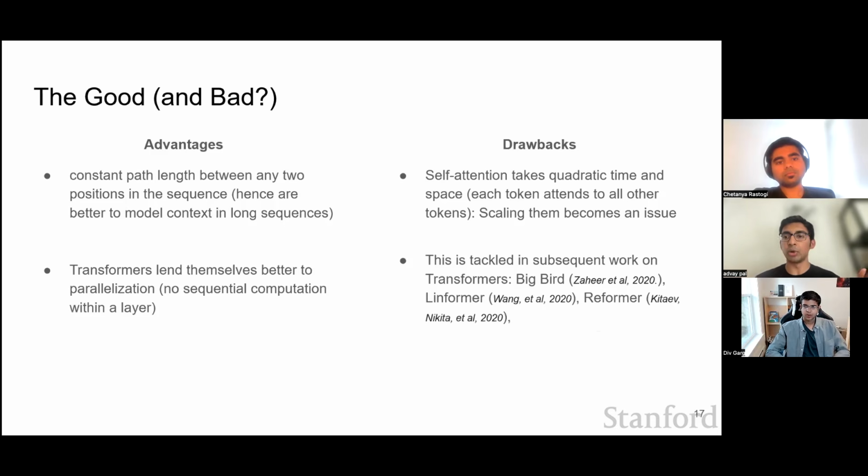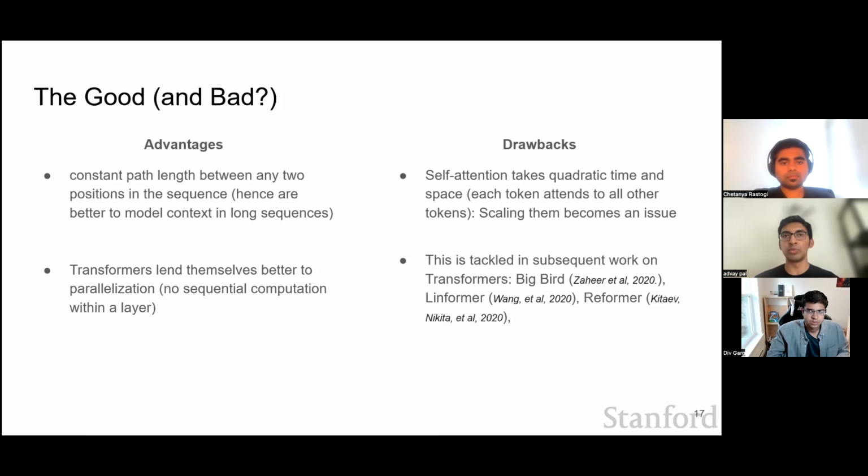So those are all the components that led to the creation of the model in the Vaswani et al. paper. And let's talk a little bit about the advantages and drawbacks of this model. The two main advantages, which are huge advantages and which are why transformers have done such a good job of revolutionizing many fields within deep learning, are as follows. The first is there is a constant path length between any two positions in a sequence, because every token in the sequence is looking at every other token. And this basically solves the problem that Div talked about earlier with long sequences.